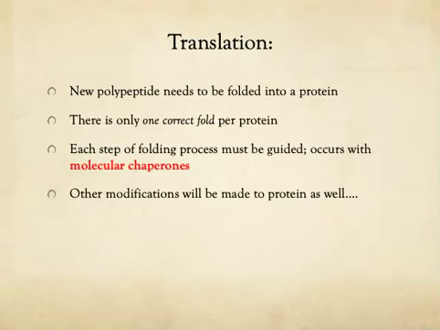Other modifications have to be made to proteins as well. Many proteins are going to have portions removed. Some proteins are going to have carbohydrate added or lipid added. In a eukaryotic cell, the protein is going to travel through the organelles that we have discussed, the rough endoplasmic reticulum, the Golgi apparatus, and the transport vesicles that are going to take them to their ultimate destination.